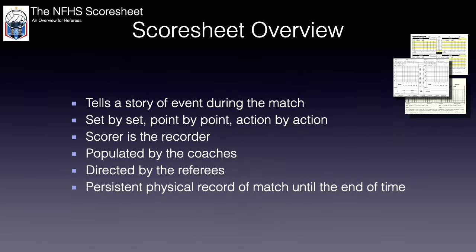The score sheet tells a story of what happened during the match, set by set, point by point, action by action. The scorer is the scribe during the match and records all relevant events on the score sheet. This means that the scorer is the historian and not the author of the document.